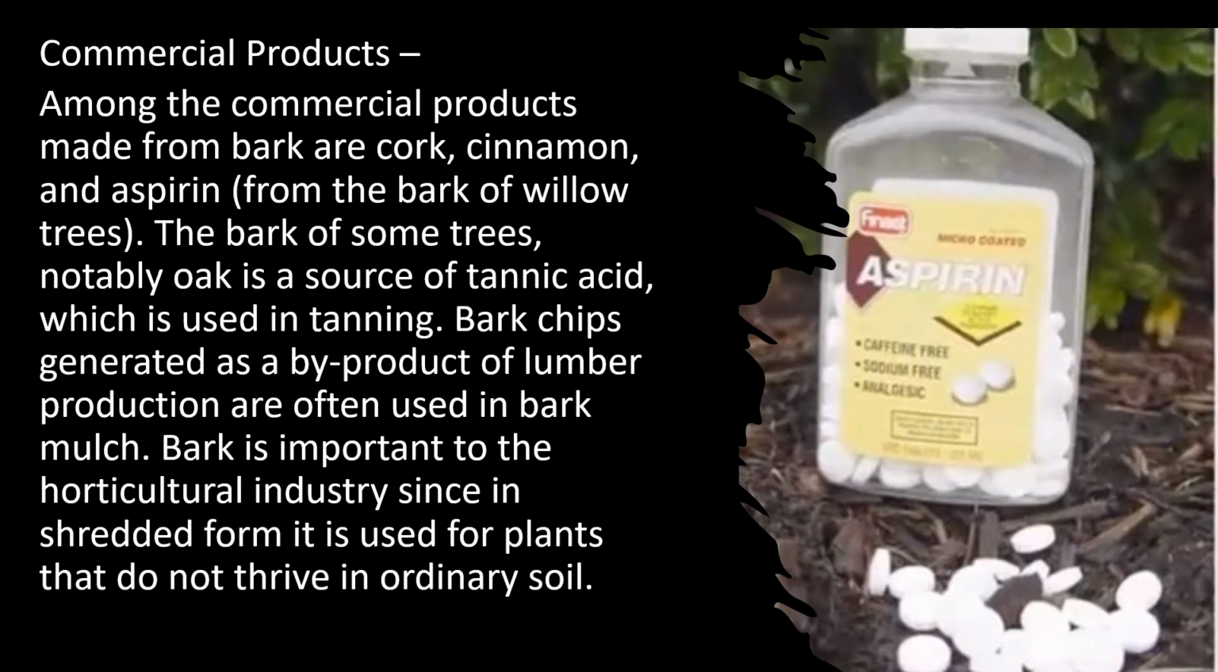Commercial products. Among the commercial products made from bark are cork, cinnamon, and aspirin from the bark of willow trees. The bark of some trees, notably oak, is a source of tannic acid, which is used in tanning. Bark chips generated as a byproduct of lumber production are often used in bark mulch. Bark is important to the horticulture industry since in shredded form it is used for plants that do not thrive in ordinary soil.